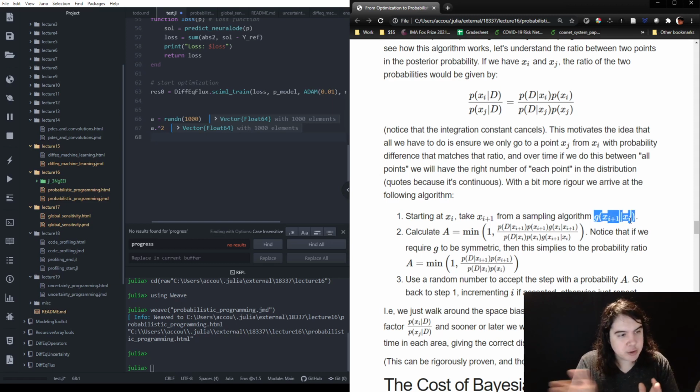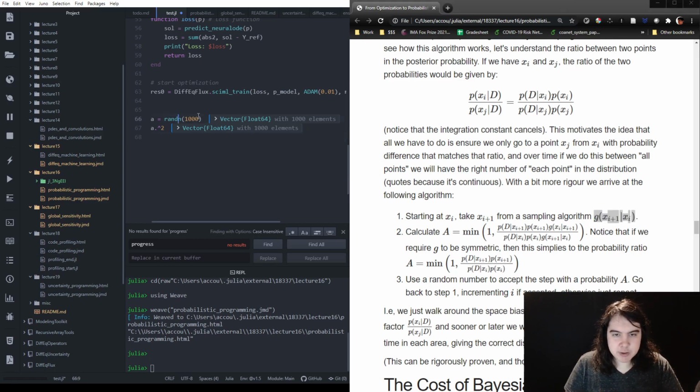So the sampling algorithm should be symmetric. A standard one is to take a normal distribution around your current theta. So let's say we're doing it on here, right? We have A distributed as a normal distribution, 0 to 1. We want to find the distribution of A squared, right? So we start with a value A equals 0.5. We just choose A equals 0.5.